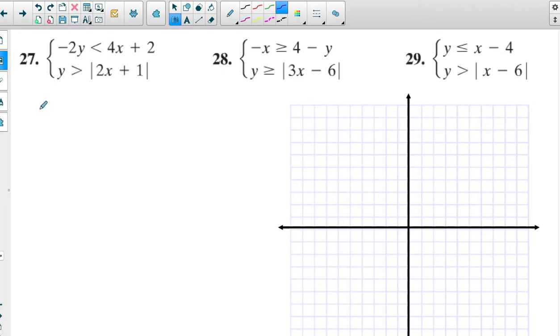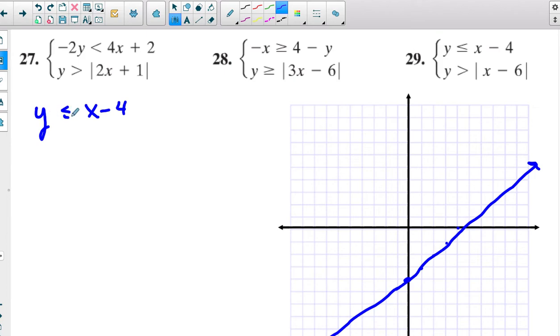We first have the linear. Linear means it's going to be a line. The y-intercept is at -4, 1, 2, 3, 4. And my slope is up 1 to the right 1, up 1 to the right 1. Like I said, a linear means that it's going to be a line. It is just y equals mx plus b. Now that's a solid line because it had that equal sign, and it says it's less than, so we are shading below that line.